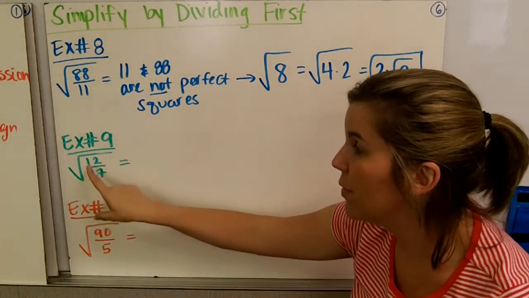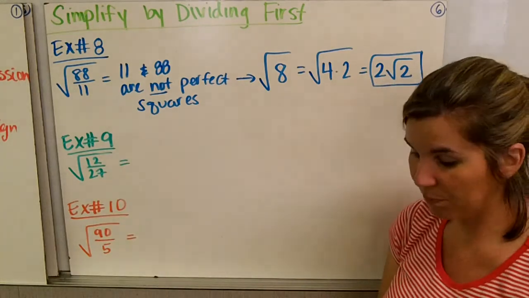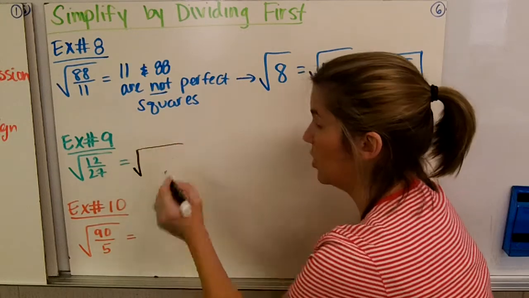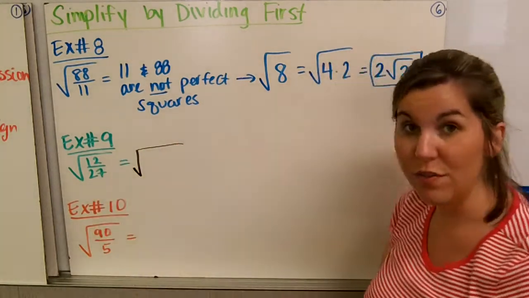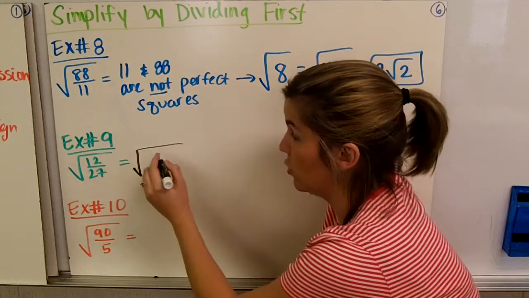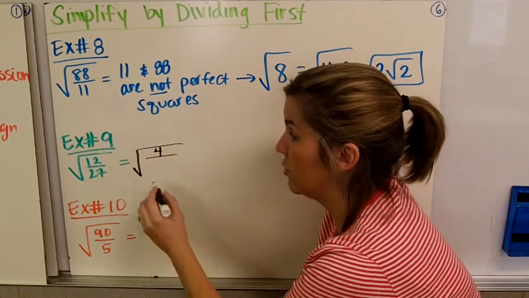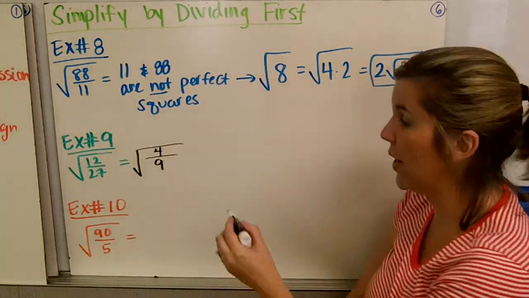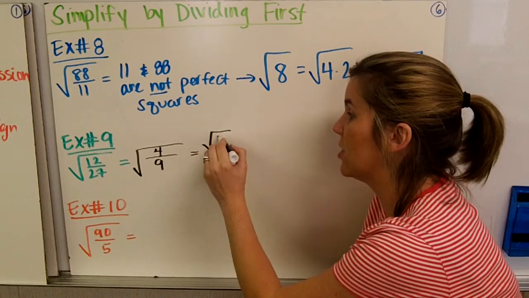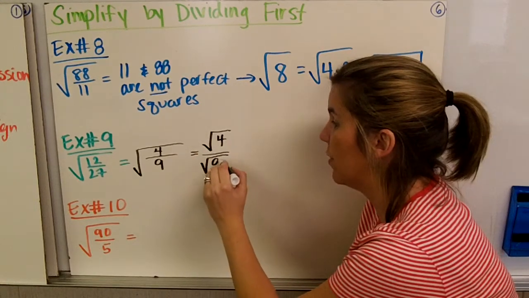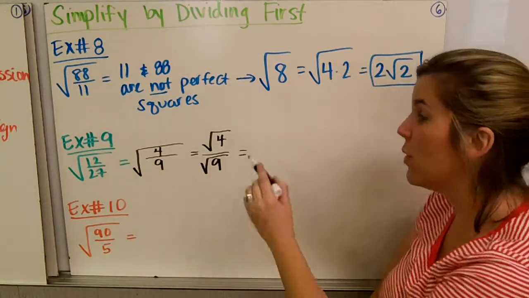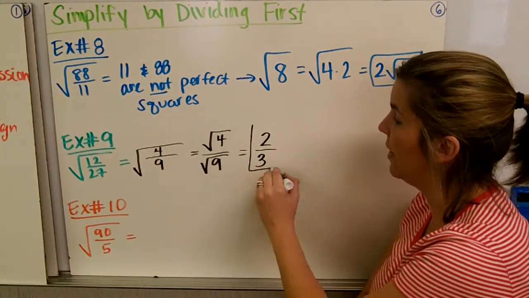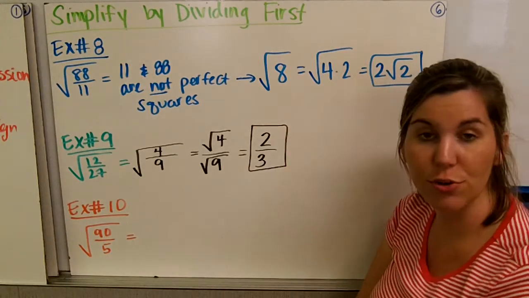Example number 9. The square root of the fraction 12 over 27. 12 over 27 can be reduced. 12 and 27 are both divisible by 3. 12 divided by 3 is 4, and 27 divided by 3 is 9. Now these are two perfect squares. So I can rewrite it as the square root of 4 over the square root of 9. The square root of 4 is 2. The square root of 9 is 3. So now I have no radicals, and I just have the fraction 2/3.